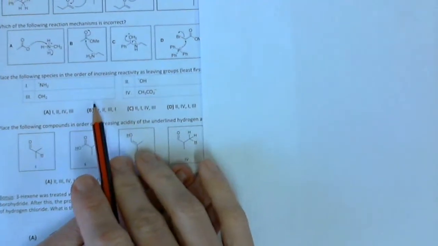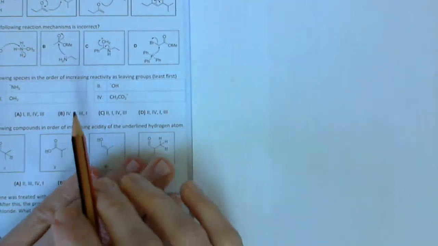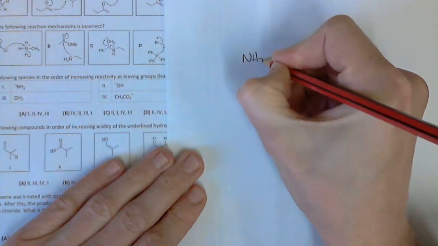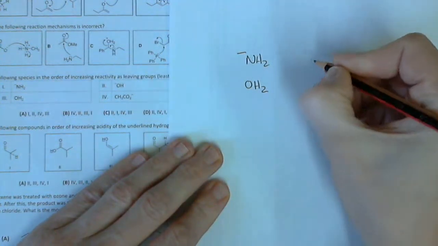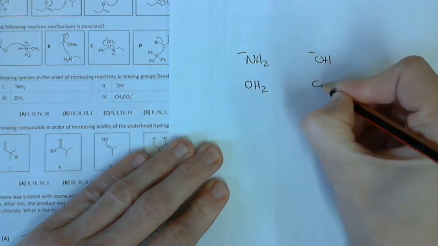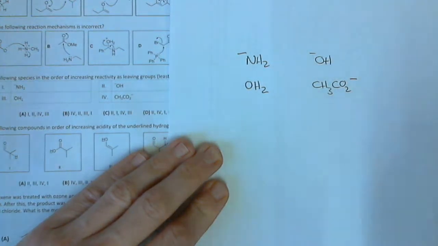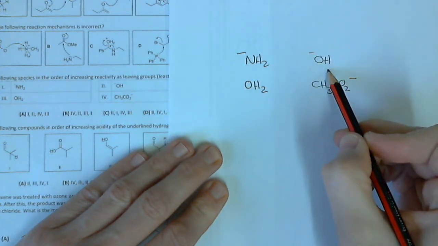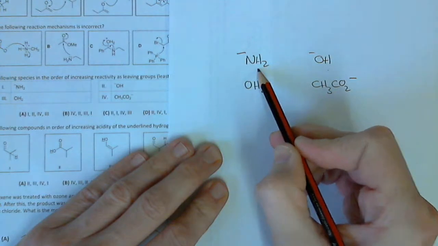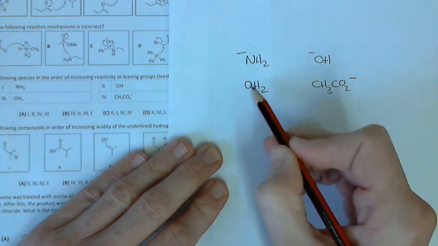All right, question 4, you had to place the following species in order of increasing reactivity as leaving group. And so what you had to remember was that, of the leaving groups we had, NH2 minus, a good leaving group is the conjugate base of a strong acid. And so if we look at these options that we have there, the acid of this would be acetic acid, the acid of this would be water, the acid of this would be ammonia, and the acid of this would be the hydronium, H3O+.